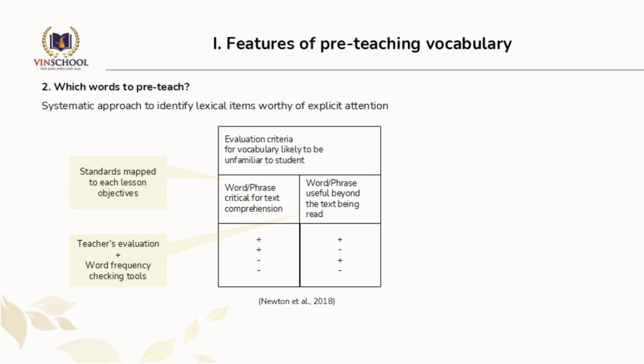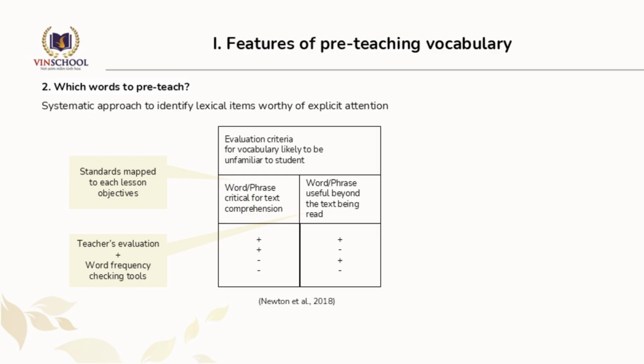Let's break it down. The first evaluation criterion is whether a word or phrase is critical for text comprehension. Here, A+ means the word is essential to understanding the text, while A means it's not that important for comprehension. Teachers can use the standards being mapped to each lesson objectives to narrow down the scope of comprehension. For example, if the mapped standard of the lesson is 5RD.01, understand most specific information and detail in short texts, then vocabulary that helps students understand specific information is essential.